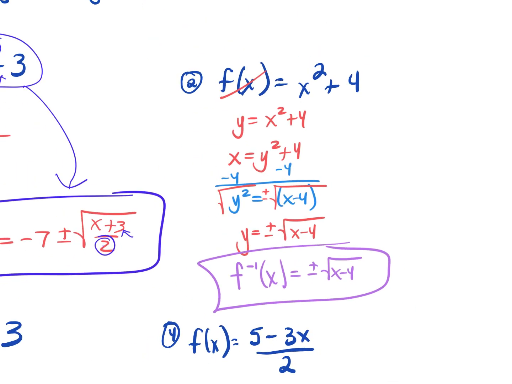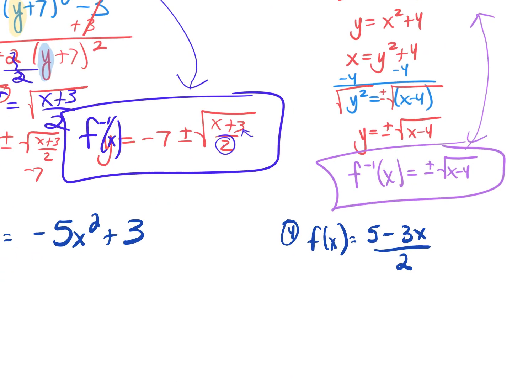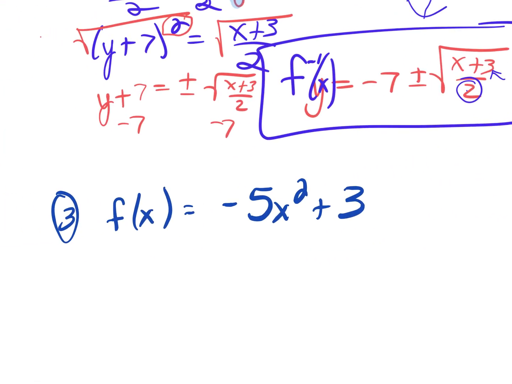So check. Compare. Squaring x, we're taking the square root. Adding 4, we're subtracting 4. So we're good to go. So looking at number 3, again, algebraically, we're going to figure out if this has an inverse or not.